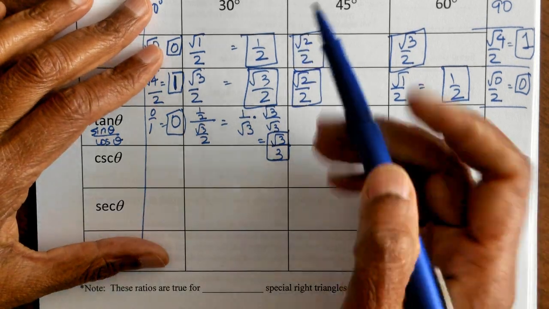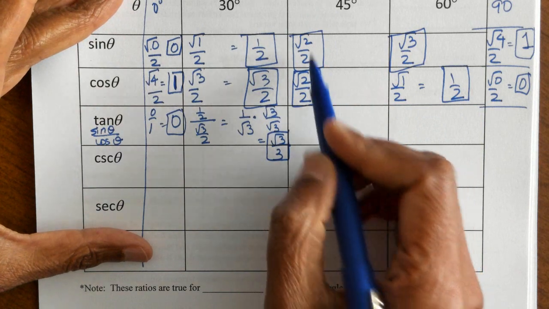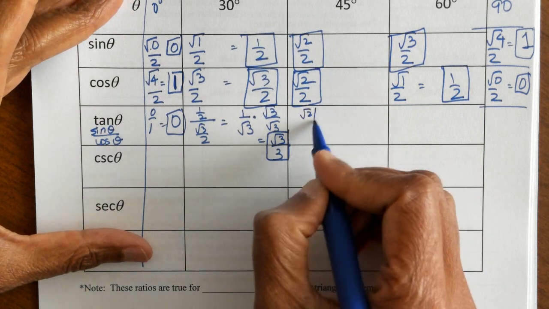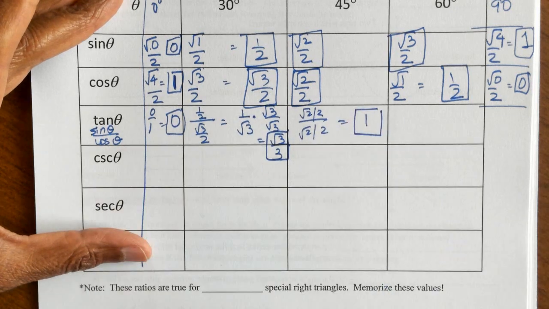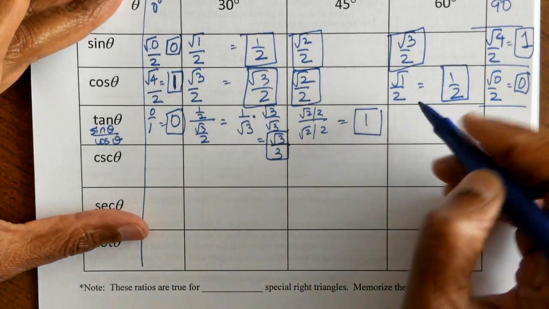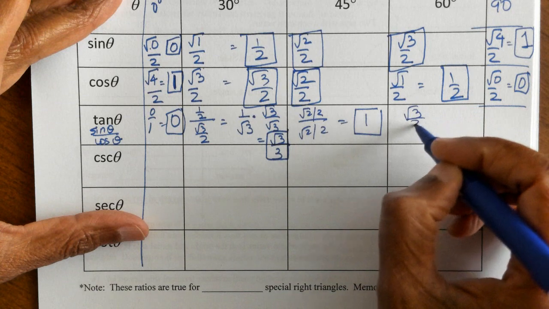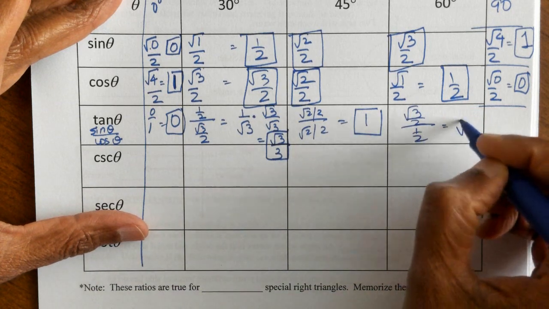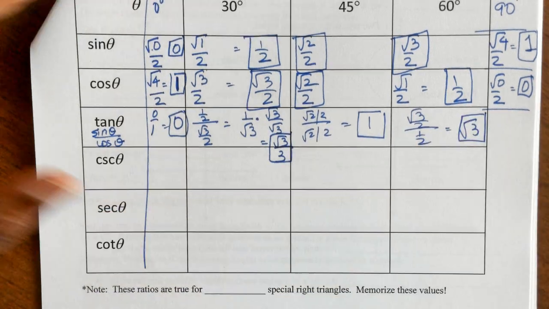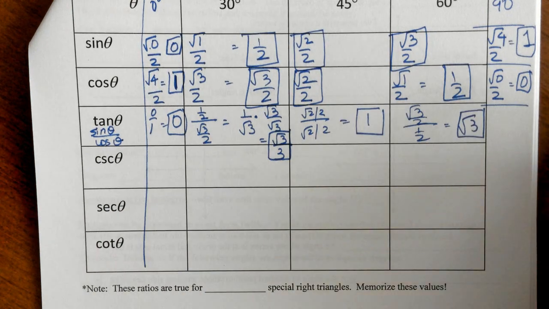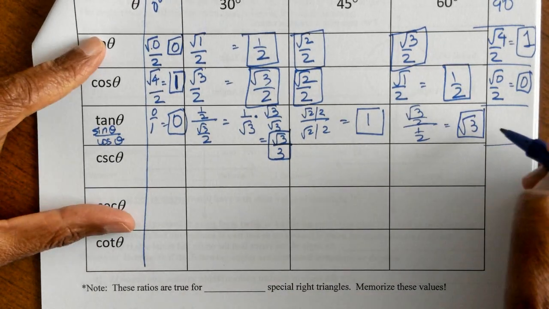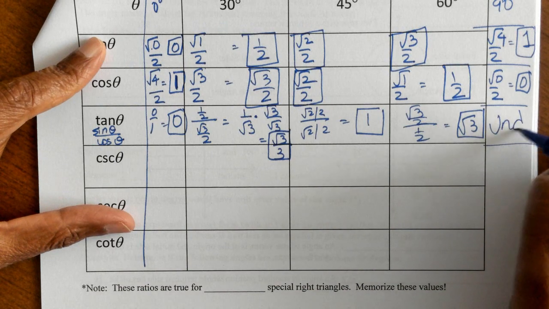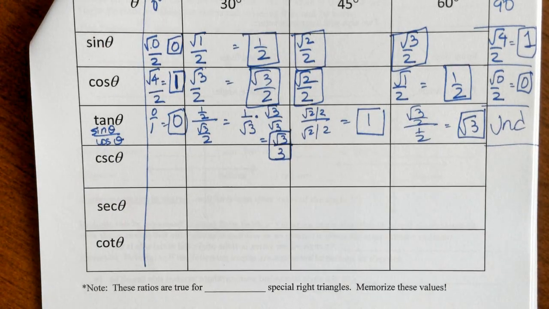Okay. And then tan of 45 is sine over cosine, so square root of 2 over 2 over square root of 2 over 2 will be 1. And this one is again sine over cosine, so square root of 3 over 2 over half is just square root of 3. And what do you think is going to be 1 over 0? Remember, when you have 0 in the denominator, it is undefined. So you leave it as undefined.